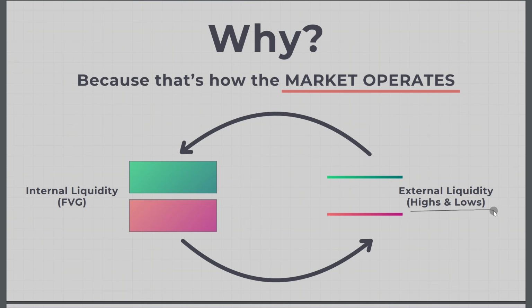External liquidity, highs and lows. You'll see price taking a high, then retracing lower to a fair value gap. And then off that fair value gap, we can see price reacting higher to an external high. So let's imagine this as a fair value gap. As we come inside, then we push higher, taking a previous high. And then when we come to this high, we go lower to a previous fair value gap. That is how the market operates. It moves in those two different ways.